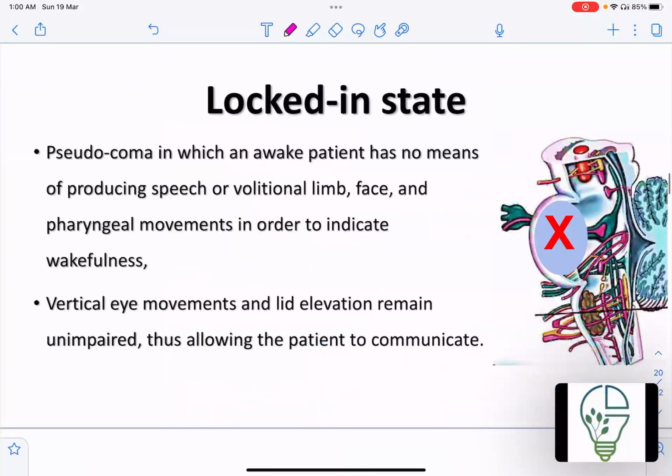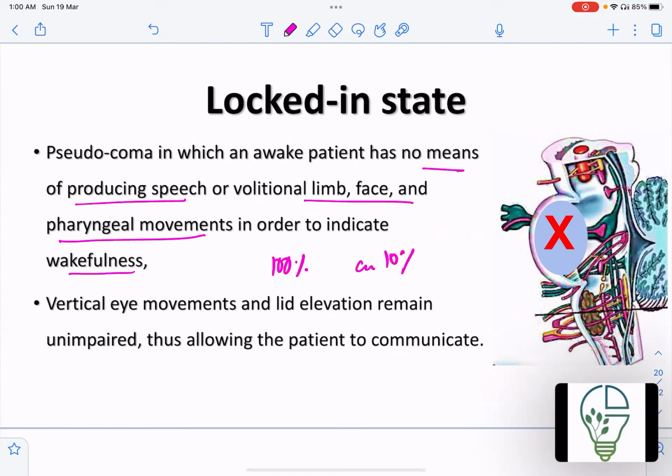All right. They have no means of producing any speech, or they can't move any limb, face, no pharyngeal movements, nothing to indicate wakefulness. But their arousal is 100%, and their awareness is also 100%. So they can produce vertical eye movements and lid elevation. These are all things that allow the patient to communicate. So they're completely conscious.